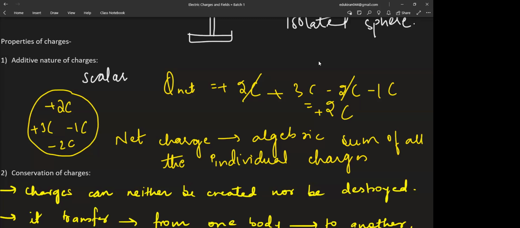Fine. So it means if minus 2 coulomb of charge is present, plus 3 coulomb of charge is present, minus 1 coulomb, minus 2 coulomb, all these charges are present. See, look, when you add all these, directly you can add. Why? Because these are scalar. So net charge is the algebraic sum of all the individual charges. That means you can add all the charges.